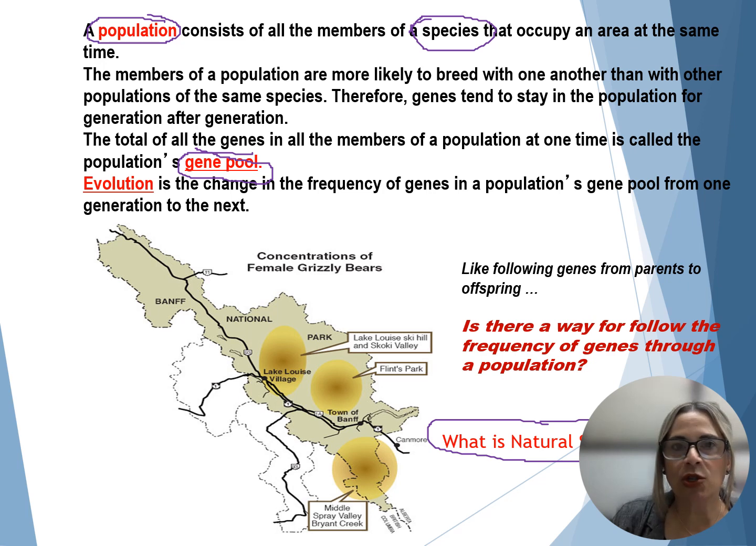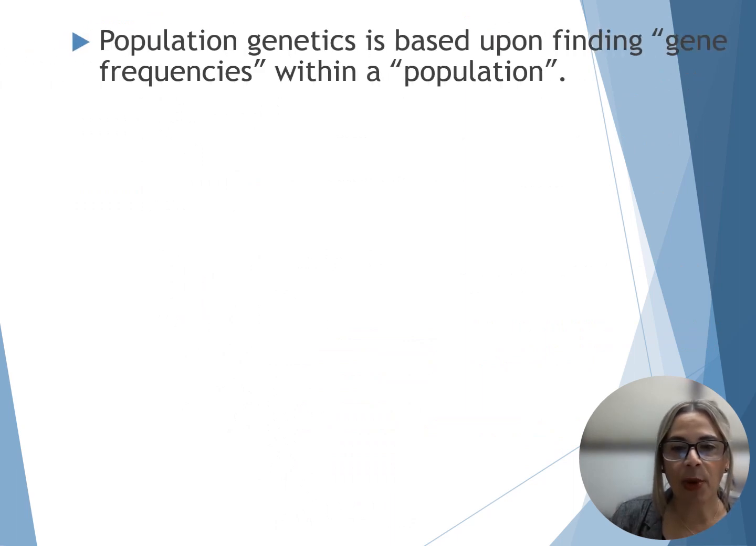So natural selection, of course, will affect a gene pool in a population because the genes that are more favorable or provide a selective advantage, the individuals that have those genes are going to be more likely to survive and reproduce and pass those desirable traits on to their offspring. So one thing that we look at with evolutionary theory and population genetics is, okay, is there actually a way that we can follow genes through a population and see how the frequency of those genes is actually changing? So that takes us to our next piece on population genetics and finding those gene frequencies within a population.